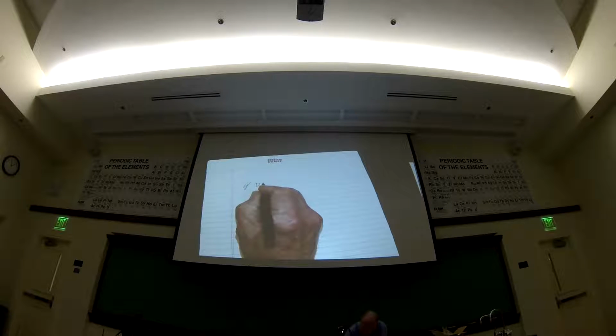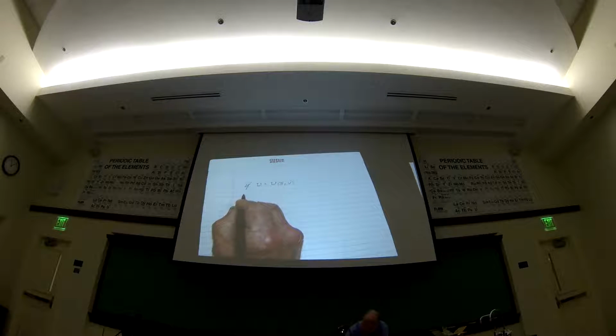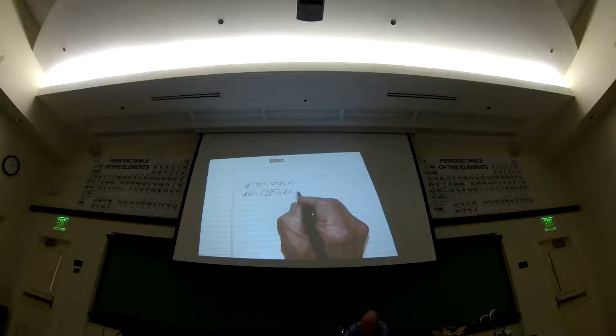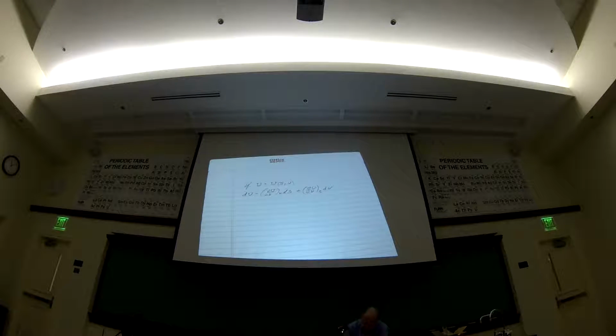For example, if we assume U is a function of entropy and volume, then the total derivative is, by the time-honored traditional formula, the partial derivative of U with respect to S at constant volume times dS, plus the partial derivative of U with respect to volume at constant S times dV. That's just the rule for the total derivative, which we studied before.